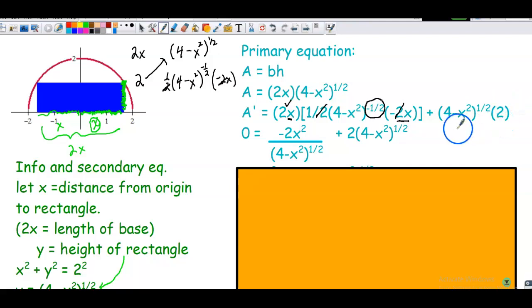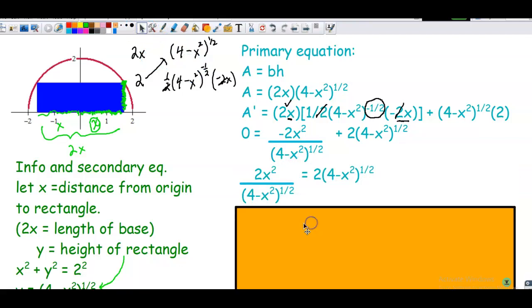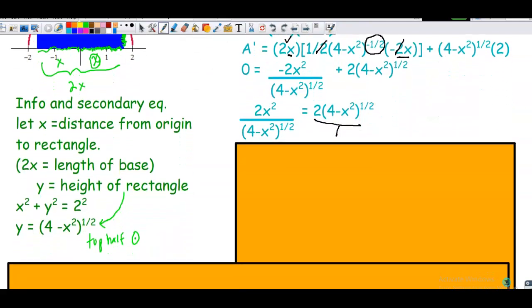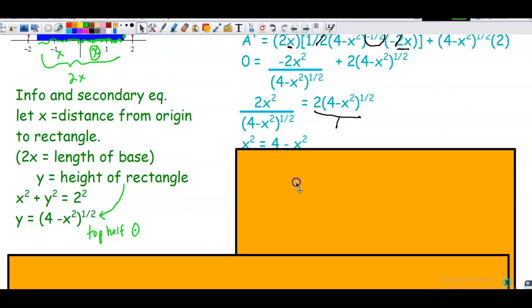Okay, to solve this equation, I'm going to take the negative 2x squared over square root of 4 minus x squared, add it to the left-hand side so that I can do cross multiplication. In other words, that's over 1, and I can cross multiply. And of course you can stop this video and do a little bit and then check, see how you're doing.